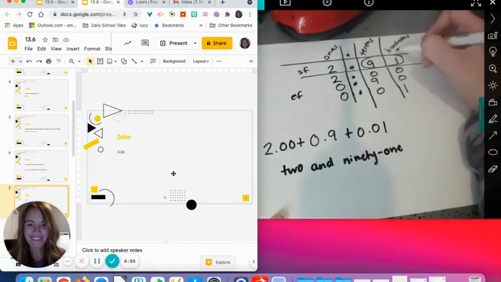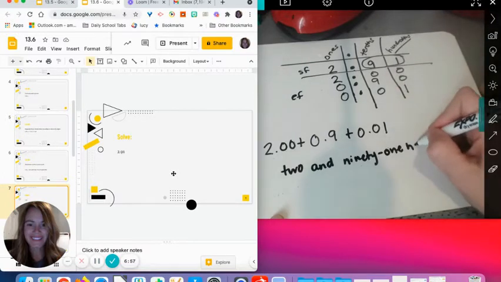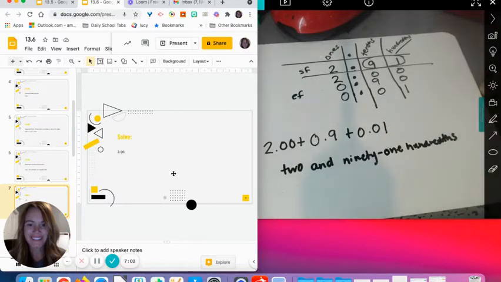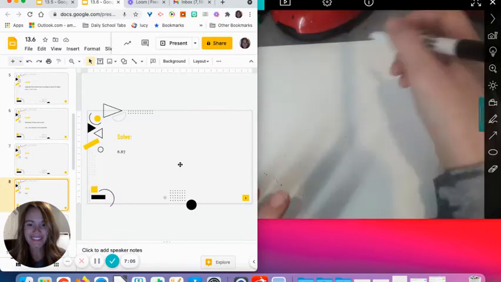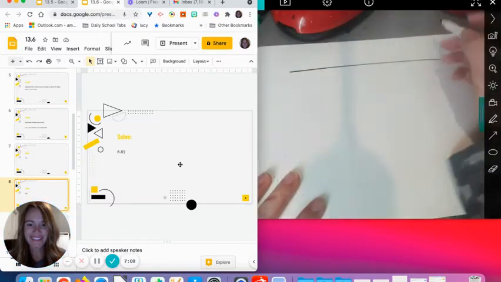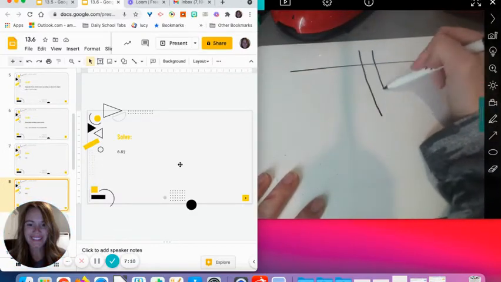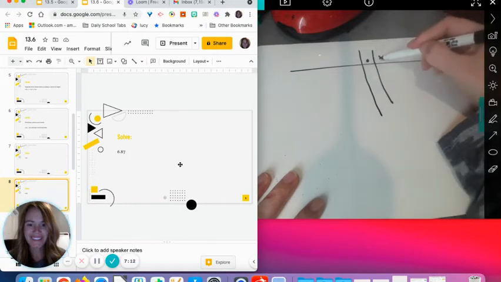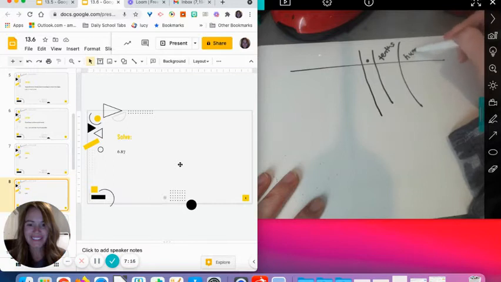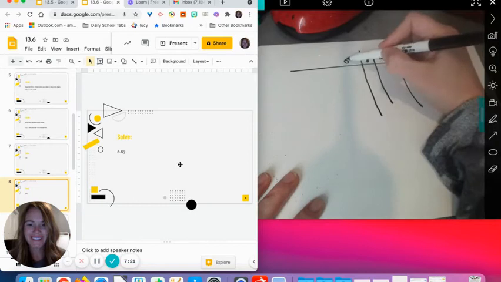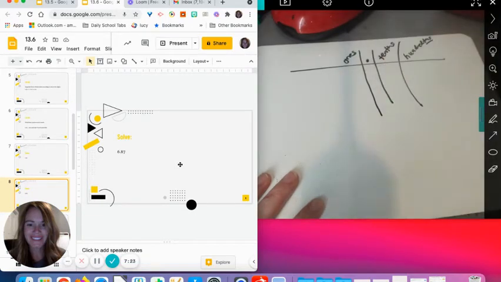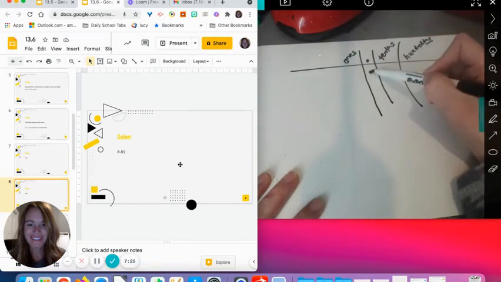91, it's hundredths. All right, let's look at our next question. So let's draw our place value chart. I like to put my decimal in first. I have my tenths, then I have my hundredths, those THs, and my ones place. All right, and we're going to put that decimal point in.